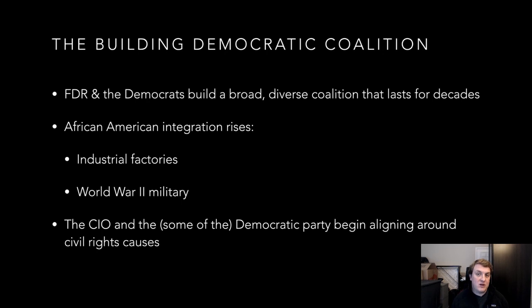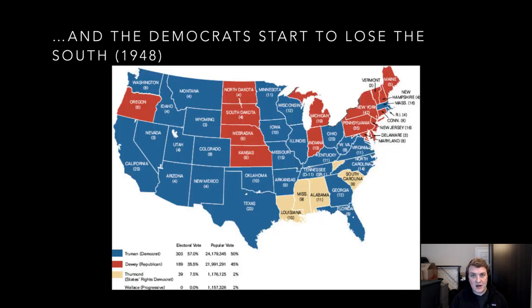There are a number of other changes in this era. The Congress of Industrial Organizations, which is a union, and some of the Democratic Party began aligning around civil rights causes, pushing for more liberal policies on civil rights and more political equality, getting rid of some of the Jim Crow laws in the South. And as a consequence, we see the Democrats start to lose in the South. Particularly in 1948, Strom Thurmond runs as a states' rights Democrat, effectively defending the Jim Crow institutions and discriminatory institutions, and peels this off from the Democratic Party, which has not an incredibly consequential effect on this election, but does so in the coming decades.